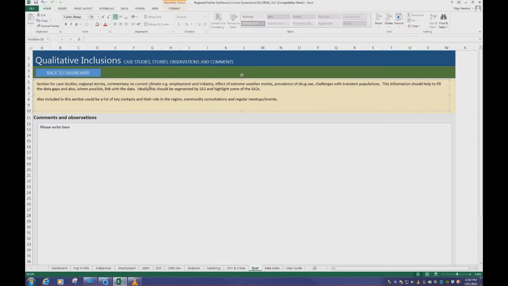Ideas here include links to news articles or publications, maybe comments by other stakeholders or community groups, and just general remarks and observations. Please be aware that any entries in this section should also have a corresponding date, so that we understand how recent the information is.